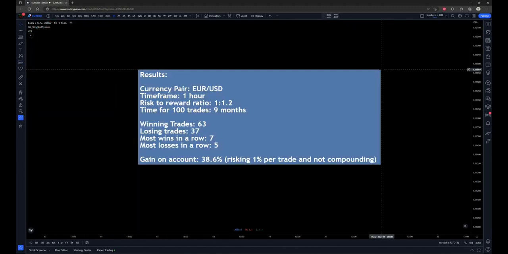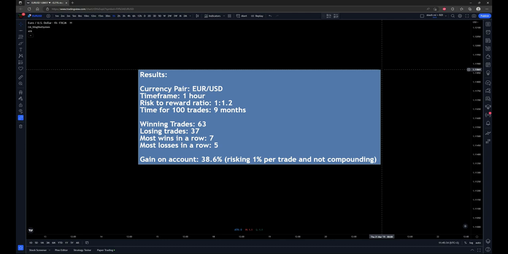All right, results are in after the 100 back tested trades, so let's cover it. This was tested on euro against the US dollar on a 1 hour time frame using a 1 to 1.2 risk to reward ratio, and it took 9 months of price data to find the 100 back tested trade signals, which is pretty standard for a 1 hour time frame strategy.